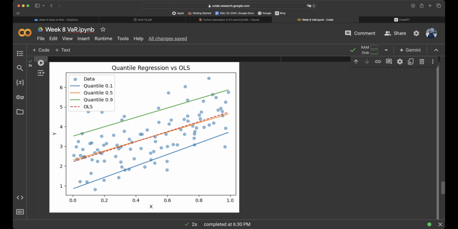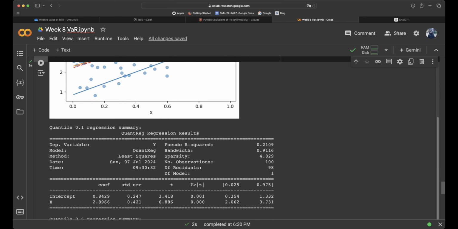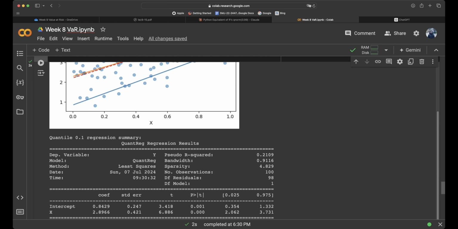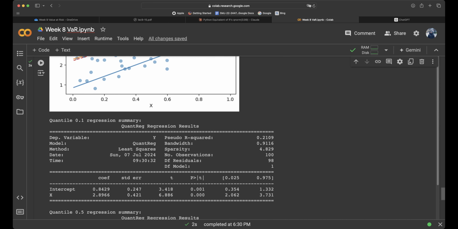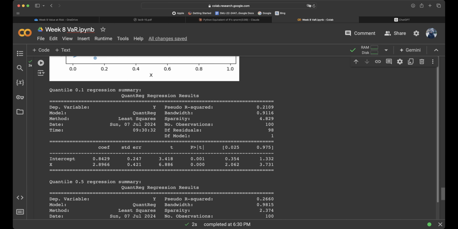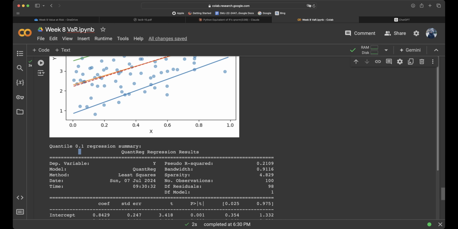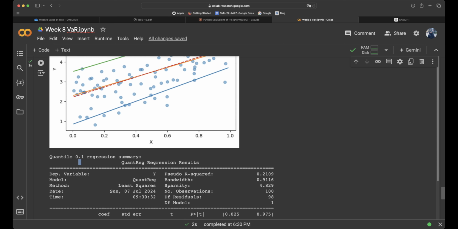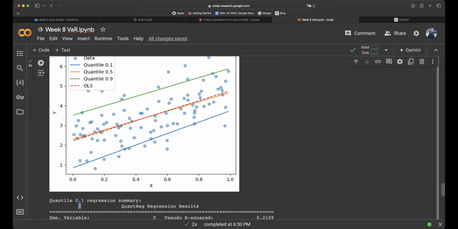Okay, so quantile regression is convenient by showing that when x changes, we can see how risk changes, especially the bottom line, the bottom 10% line. Okay, so this is the quantile regression result. The quantile regression result is the intercept and x coefficient. This is the 0.1 coefficient, and this is the 10% line, 0.1. So this is a bottom line.